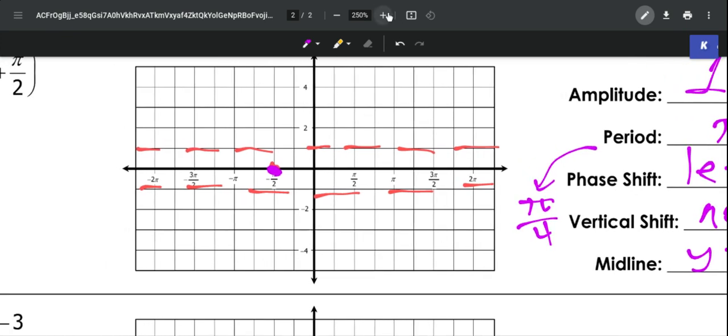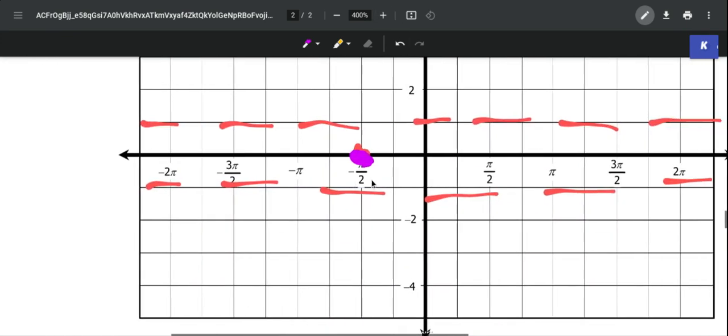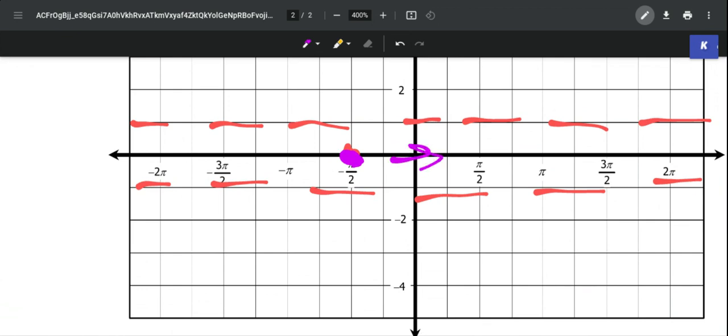And when we graph this, since it's sine, if we're going to the right, we always start off by going up. So we're going to go up to the top of our amplitude, and we're going to go over pi over 4 units, which would be right here. Then we're going to go down pi over 4 units, which would be right here, down and over. And then we would go back to our horizontal axis, and then we would go down again, and then we would go up again, up again. So essentially this is what our graph would look like.